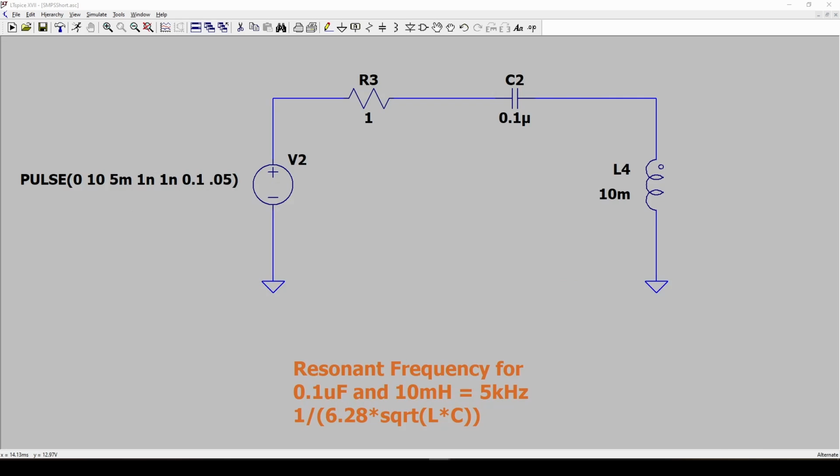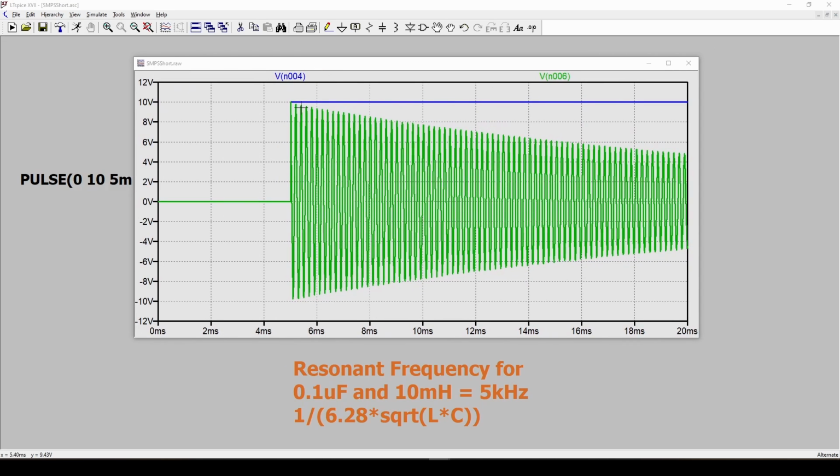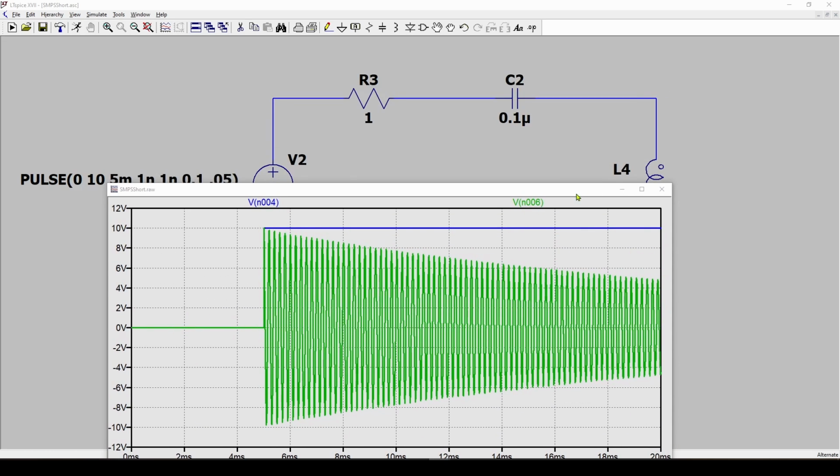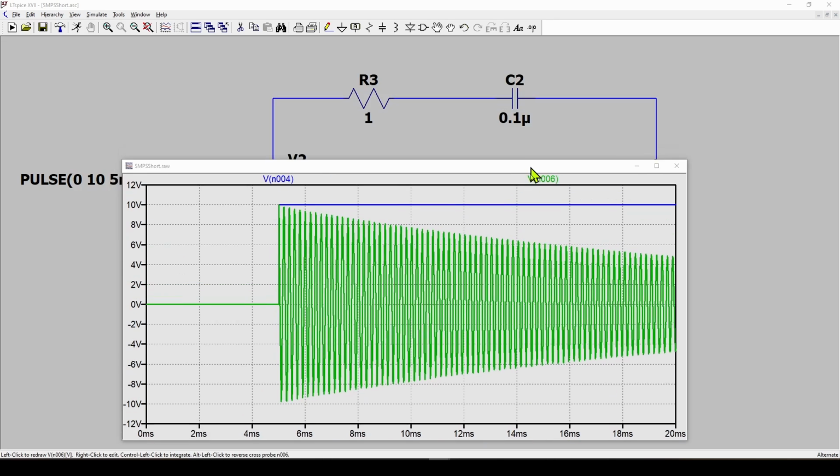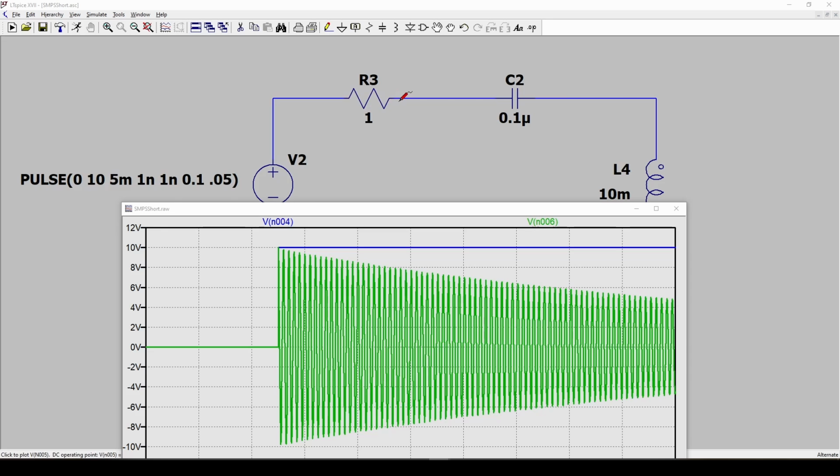Then what we're going to do is measure the voltage at this point in the circuit and see what we get. So here is the result. And in blue, we have our input pulse. It goes from 0 up to 10. And in green, we have the voltage across this inductor. And you can see it's oscillating, and it is slowly decaying over time. And that is because of the resistance in this circuit.